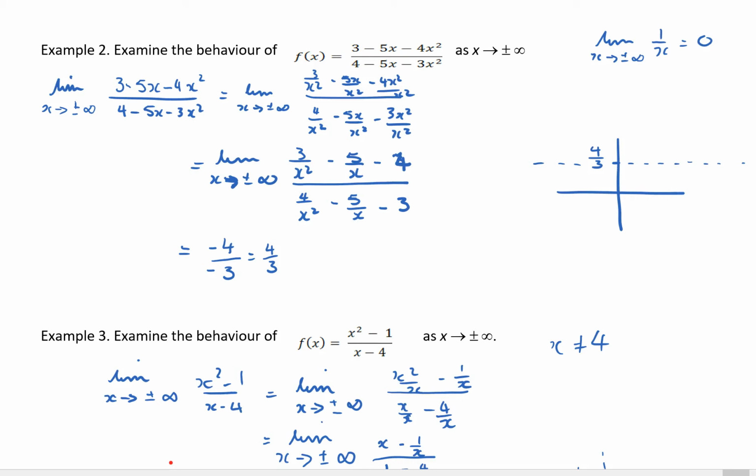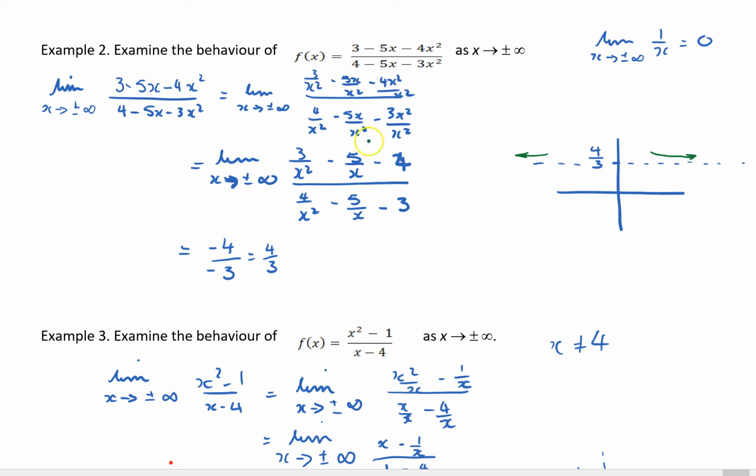Before I go on to example 3, I just want to clarify something about the graph in example 2. While I did do a bit more investigating, I just want to say that yes, we definitely do have a horizontal asymptote at 4 on 3. So our graph is going to head off here to 4 on 3. It's also going to head off to 4 on 3 down at negative x values.